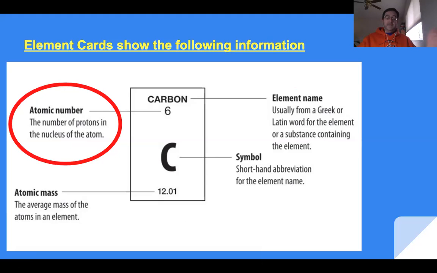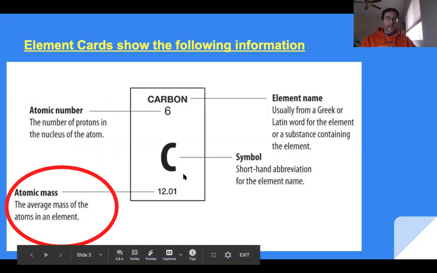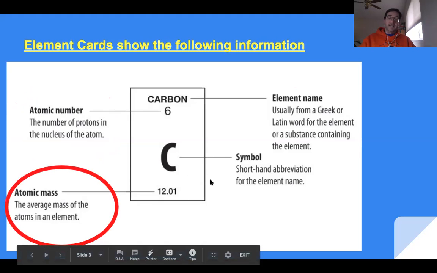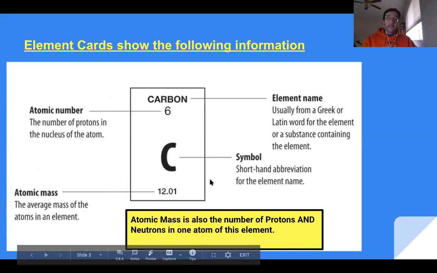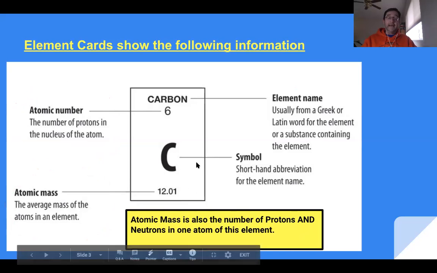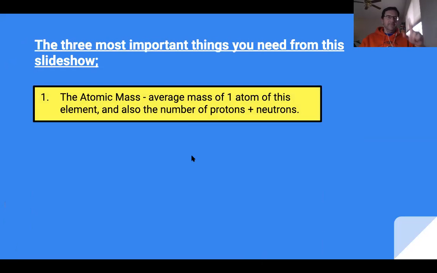It's kind of weird. So the atomic mass is the average mass of atoms in the element. And that's why this is always going to be a decimal, because the atoms are always changing. Sometimes they're giving off electrons or sharing electrons. So this number is an average. Really important for you guys to know about this is that the atomic mass is the number of protons and neutrons in one atom of this element. Yes, I said that right.